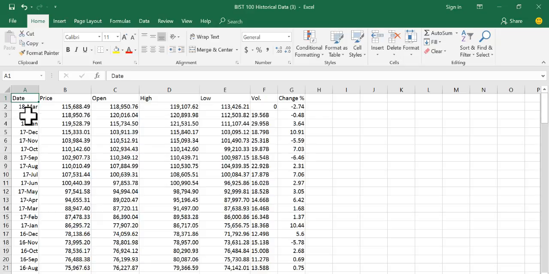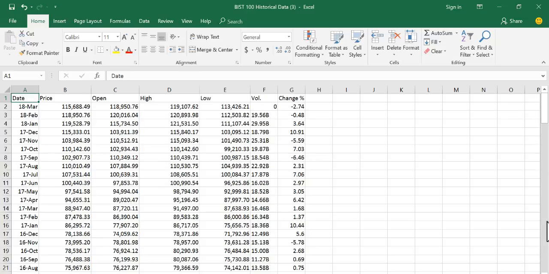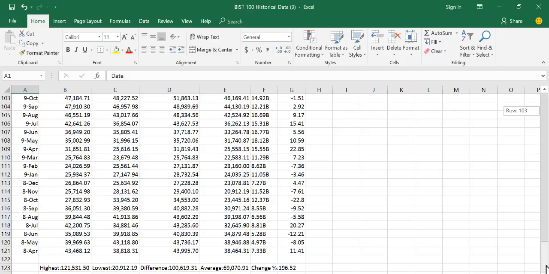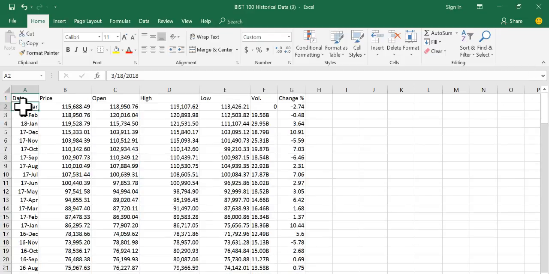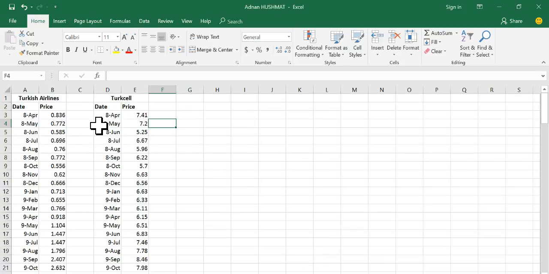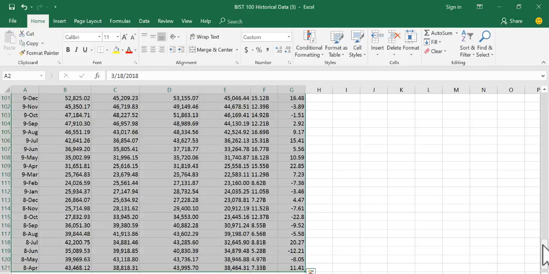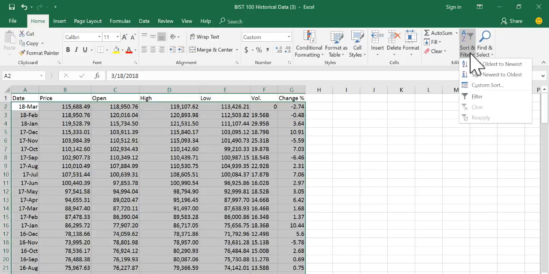So wait, this data is starting from 18th of March 2018 till April 2008. So we need to sort it out, because as you see, our other data, the other data is here, is sorted in ascending order. So here we need to do it again. So what I do here, I select all these columns. I select them all again. So from here, I sort it.